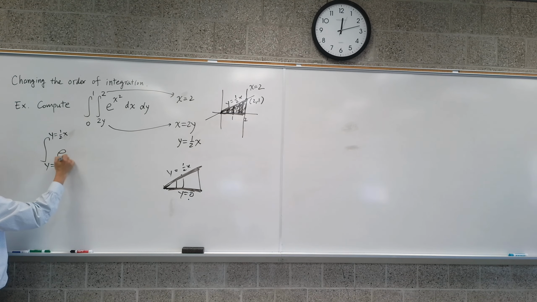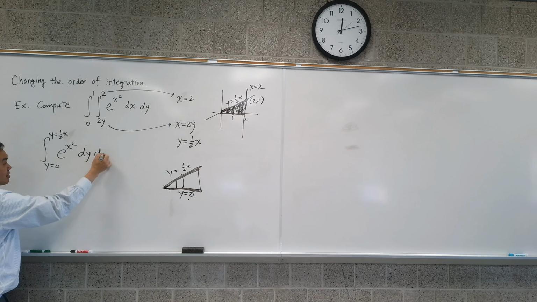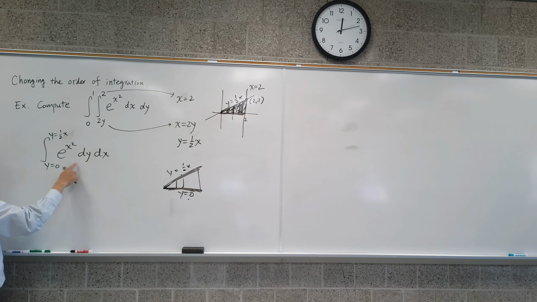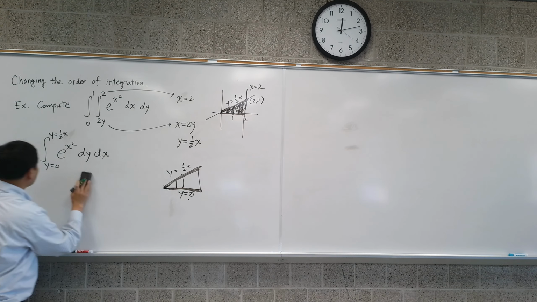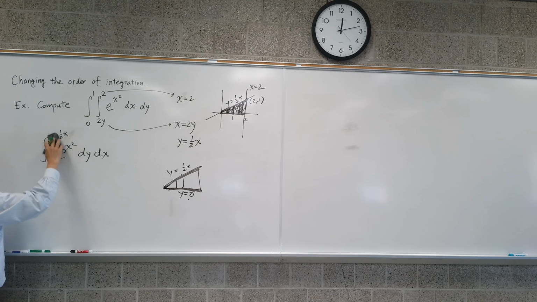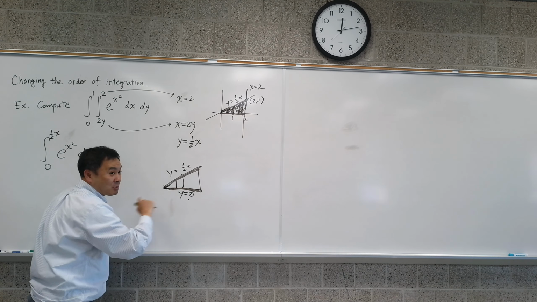It's still the same integrand, but we're trying to do dy inside and then dx. So when you put dy inside, these values should be the values for y. Okay, y equals 0, y equals 1/2 x. That's what you should write. Or people would just write 0 and 1/2 x, but always be aware that it's really y equals 0 and y equals 1/2 x. And y equals 0 is not a point, it's the equation that's describing a line.